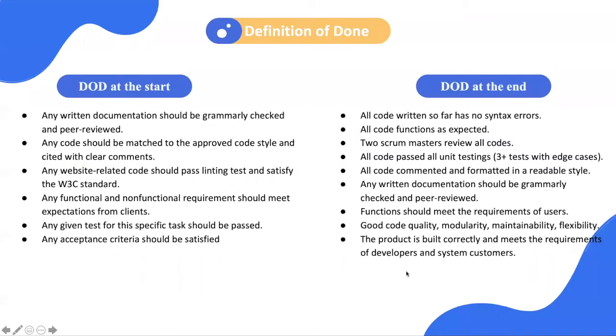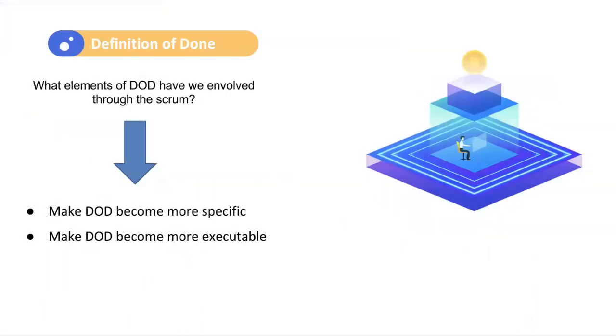There are 2 definitions of done shown below. The left one is our DOD at the start, and the right one is our DOD at the end. As you can see, our definition of done has evolved through the Scrum lifecycle. There are 2 significant improvements.